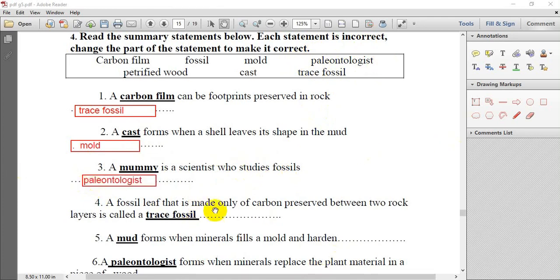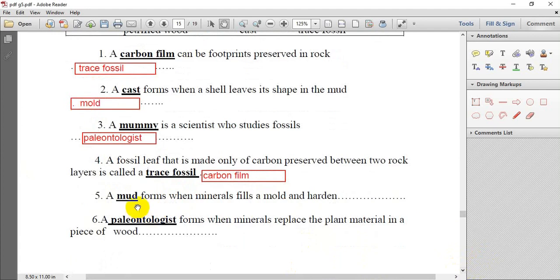Question 4. A fossil leaf that is made only of carbon, preserved between two rocks or two rock layers, is called a trace fossil. No, the leaf that is preserved between two rocks, we call it, yes, carbon film. Question 5. A mud forms when minerals fill a mold and harden. What fills a mold? Yes, the cast. So instead of mud, it will be cast, which forms when minerals fill a mold and hardens. Number 6. A paleontologist forms when minerals replace the plant materials in a piece of wood. If you remember, we said when minerals replace the piece of wood, the wood changes into rock, and this is called, yes, petrified wood.